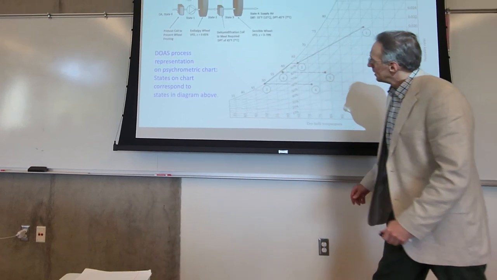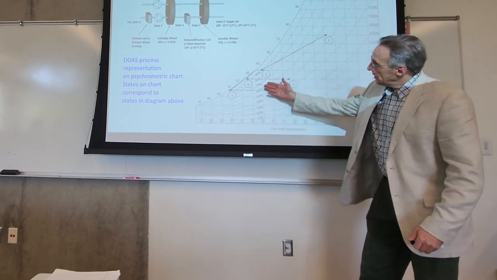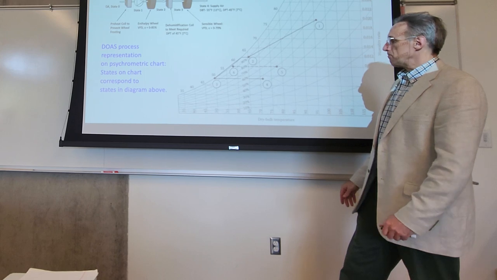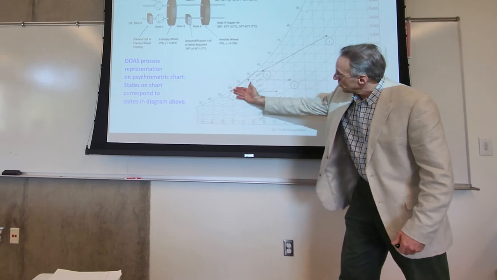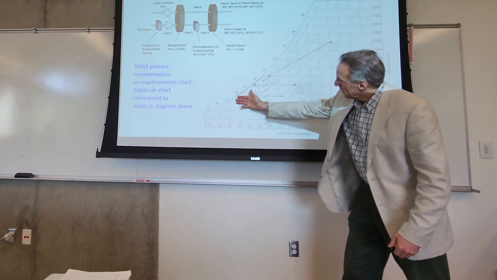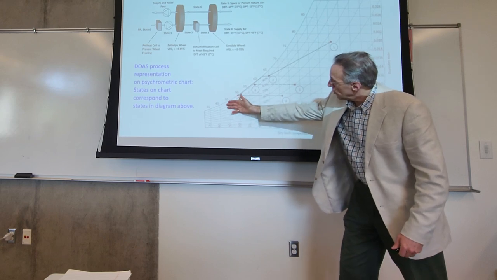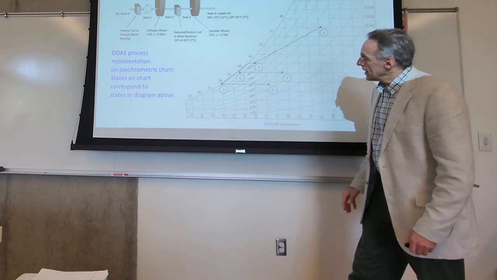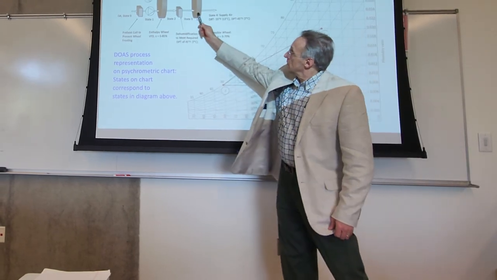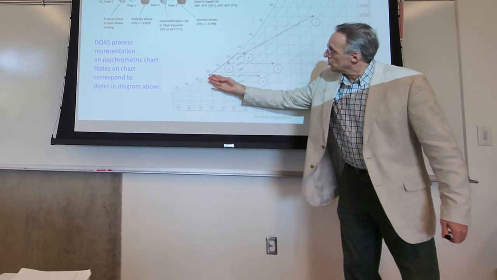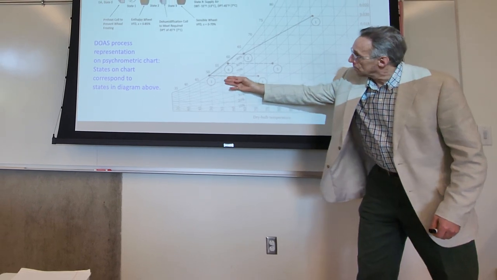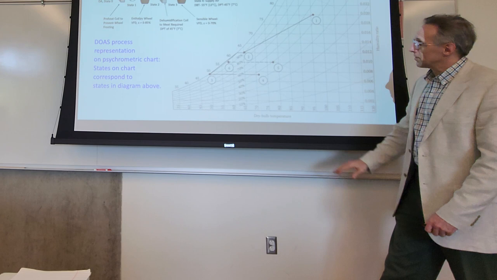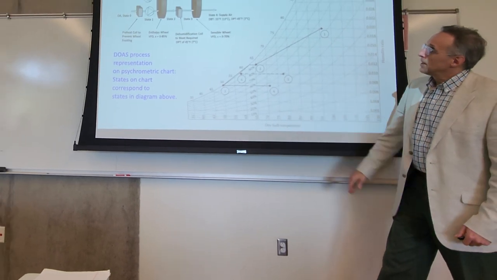And usually, the conditioning unit on the DOAS produces supply air between 40 and 50 degrees at 100% relative humidity. And then the sensible wheel here warms it up. It provides the reheat to bring it up to a comfortable temperature for distributing into the space.